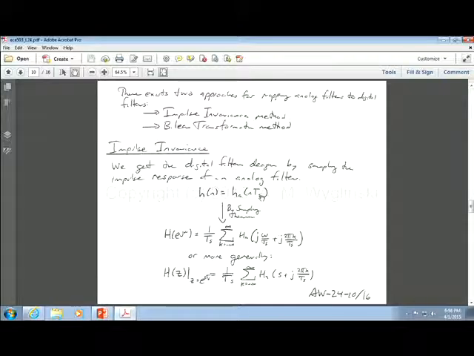This is what we're going to do. We're going to take HA of t and sample it every TS seconds, to get HN. And therefore, what do we have as a Fourier transform of that? We get this expression.